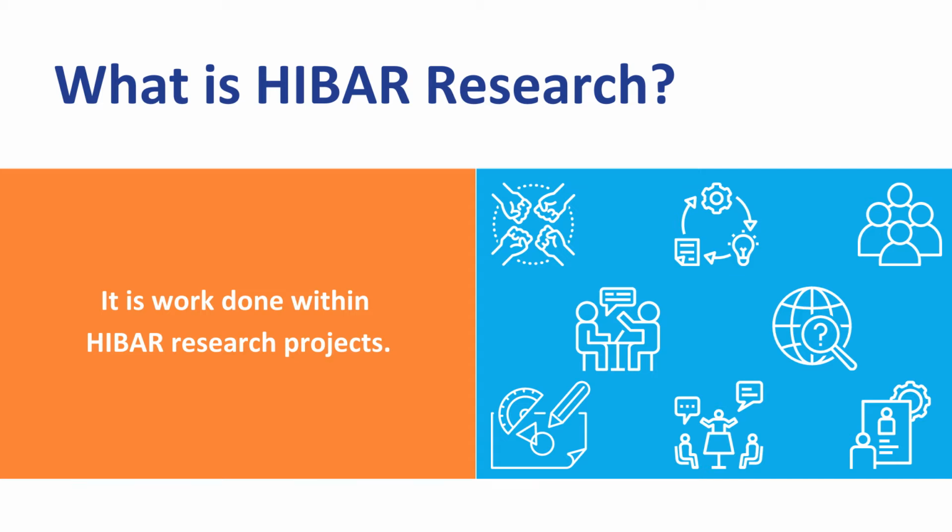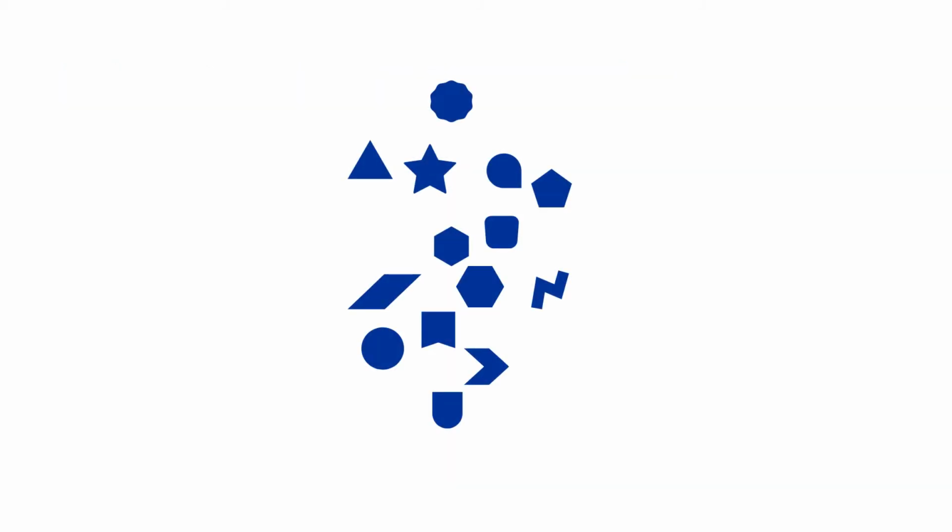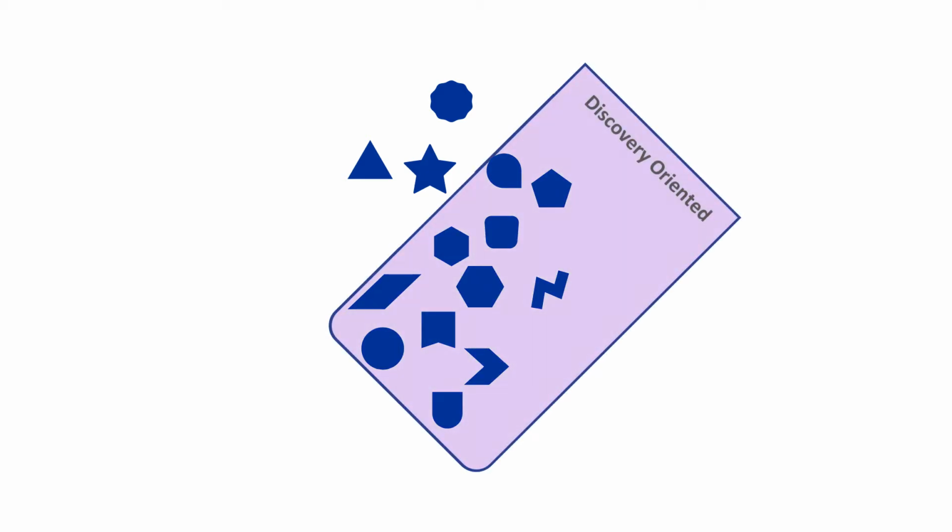So the best way to describe a HIBAR research project is to talk about how we can classify research projects in general. Picture a large number of projects of all different types. Here we show about a dozen shapes that represent different research projects. As an example, consider the classification shown in this diagram. In this case, projects whose purpose is the discovery of new knowledge are contained within this shaded rectangle.